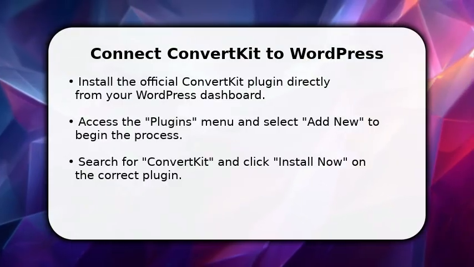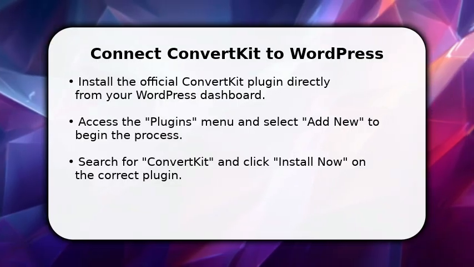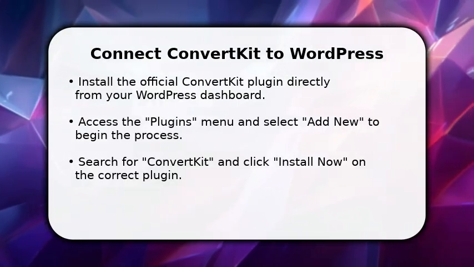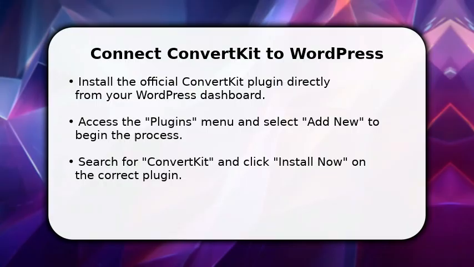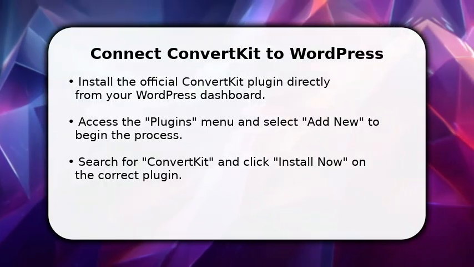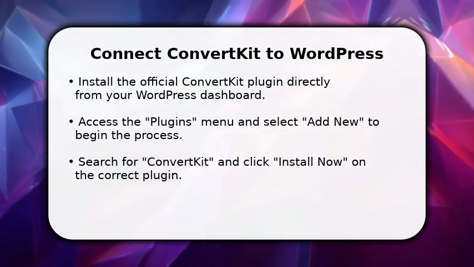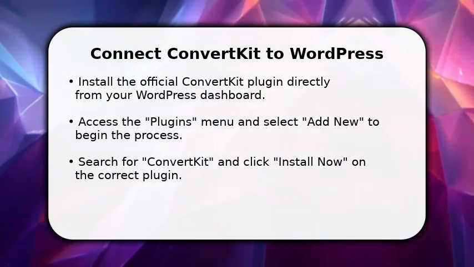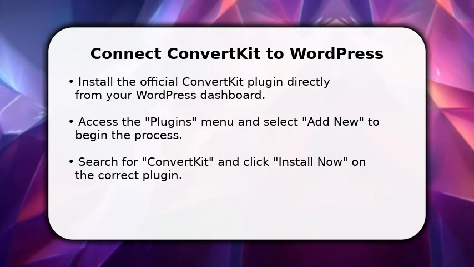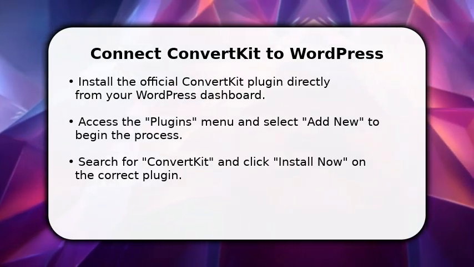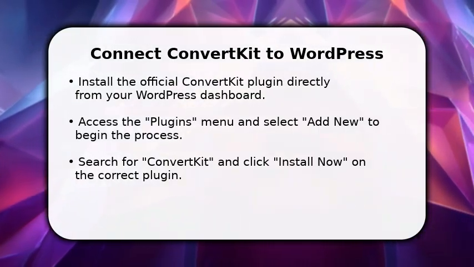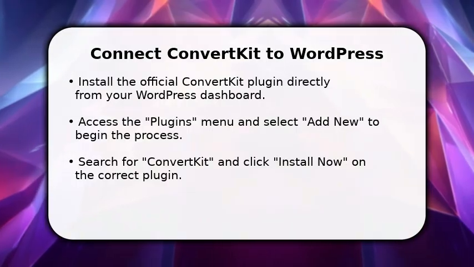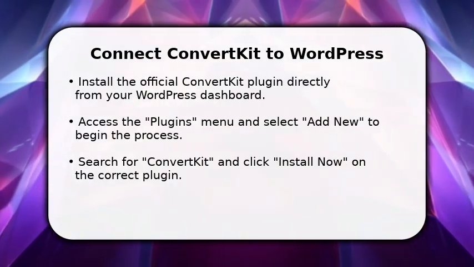In this video, I will explain how to connect ConvertKit to WordPress. First, you will need to install the official ConvertKit plugin on your WordPress site. Navigate to your WordPress dashboard, find the Plugins section, and click Add New. Search for ConvertKit, then install and activate the plugin. This essential first step establishes the foundation for seamless integration between your website and email marketing platform.